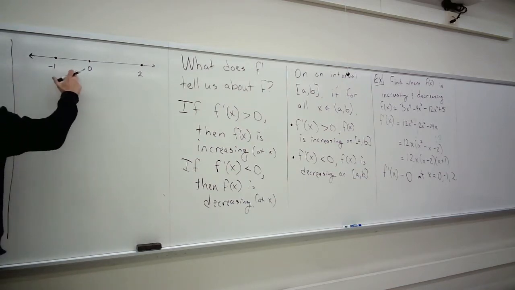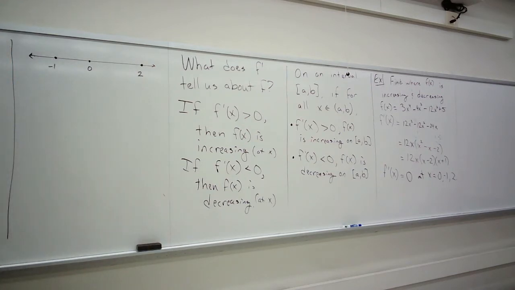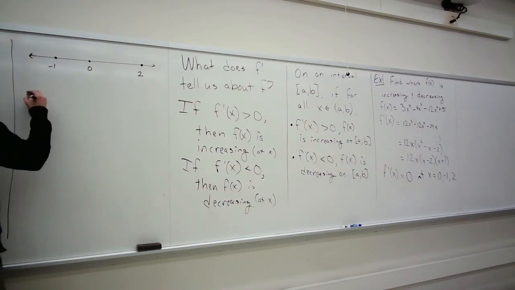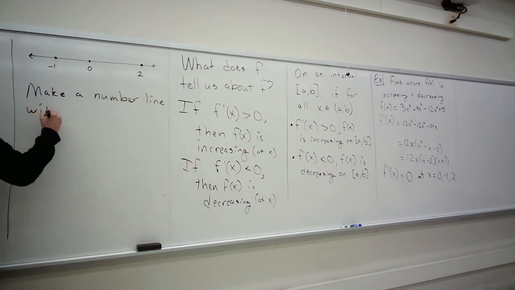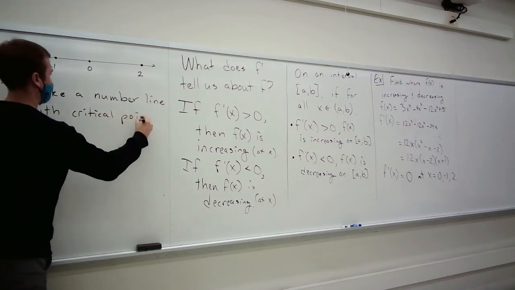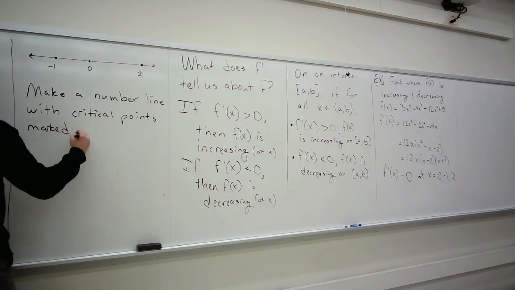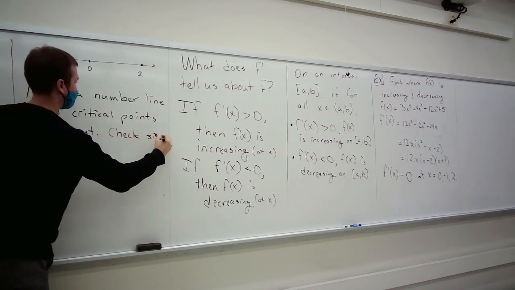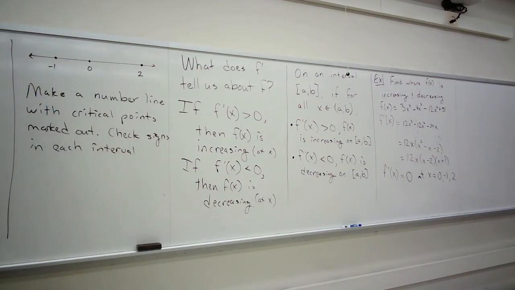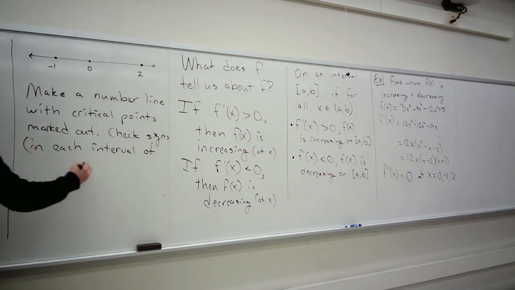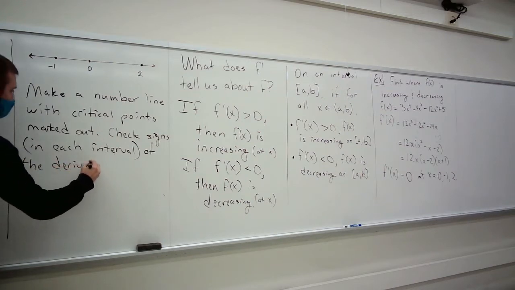So now we're going to check if our derivative is positive or negative along this number line. And I'm just going to label this number line with the signs of our derivative as we go along. This is very similar to checking where our function was positive or negative a long time ago. But now instead of looking at the function, we're going to look at the derivative to determine where our function is increasing or decreasing. So I'm making a number line with points which are critical marked out. We're going to check the signs at each interval of the derivative to determine the solution to our question.